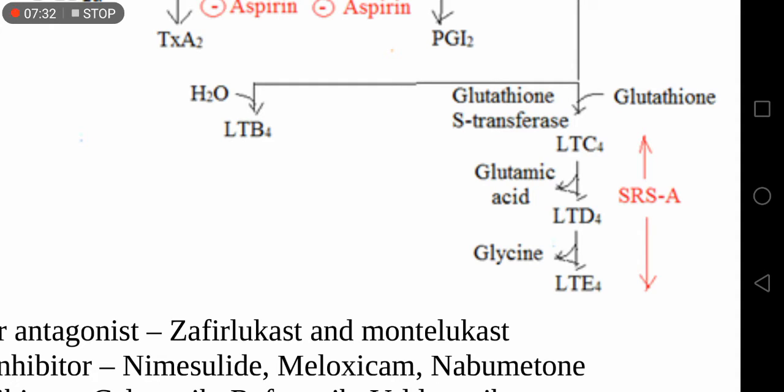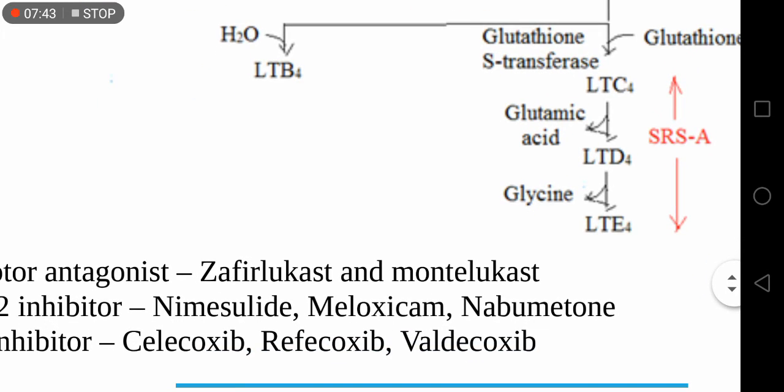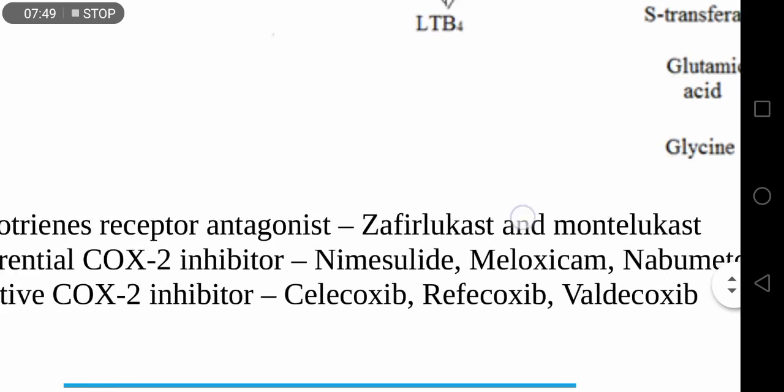So in this way different types of leukotrienes can be formed, and the leukotrienes C4, D4, E4 are called SRSA, that is the slow reacting substance of anaphylaxis compound.